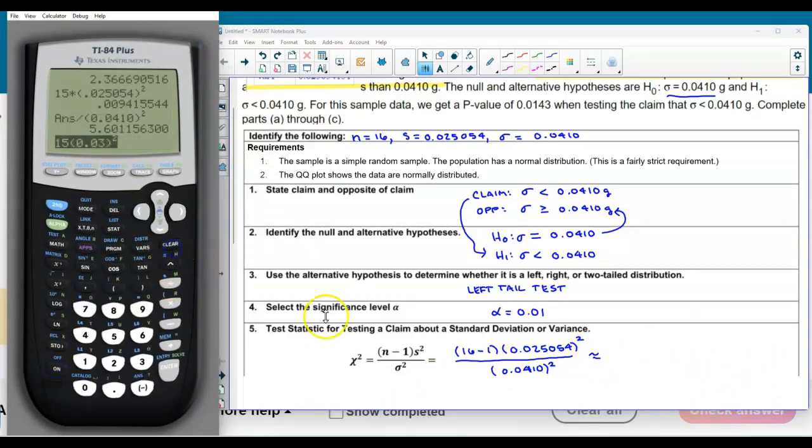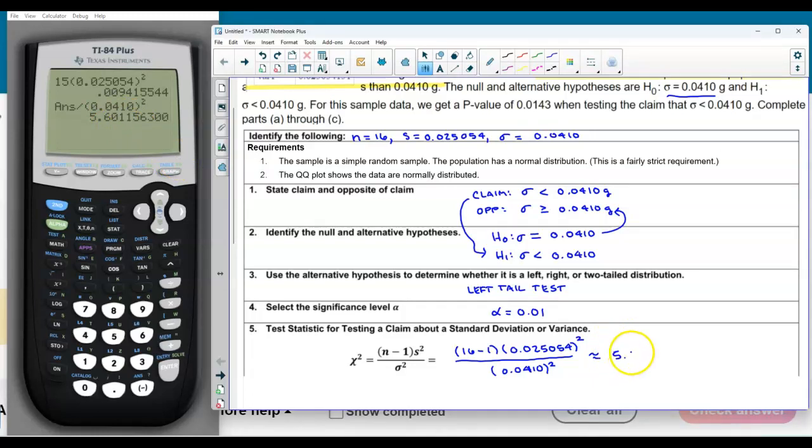So we have 16 minus 1, which is 15. We're going to multiply that by 0.025054, and then we're going to square that. And then we're going to divide it by 0.0410 and square that. And then we get 5.601. So rounding that to 3 decimal places, we get 5.601 as our test statistic.